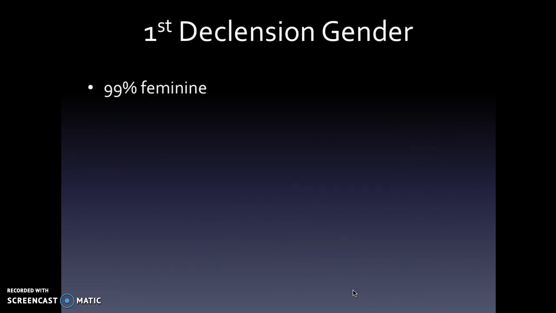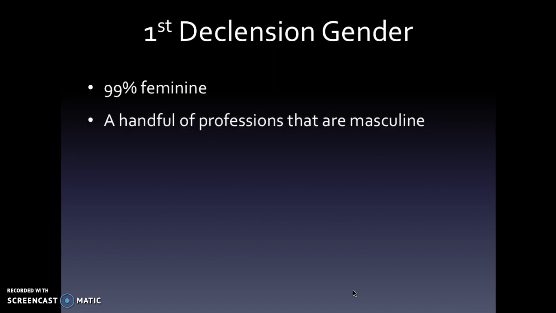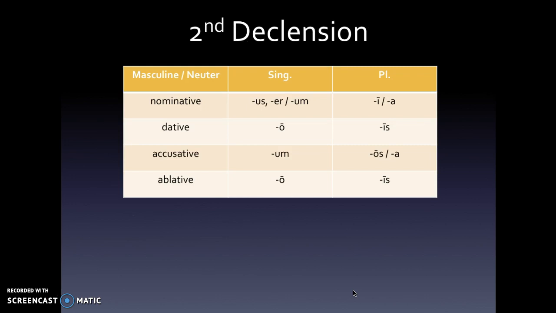Okay, first declension gender. 99% of the first declension words are feminine. A handful of them that are professions are actually masculine, so it's worthwhile to memorize those. Second declension can either be masculine or neuter. Notice that I have a backslash here. Anything to the left of the backslash is masculine, anything to the right of the backslash is neuter. So the us and the er are your masculine endings. The um would be your neuter ending. Same over here.